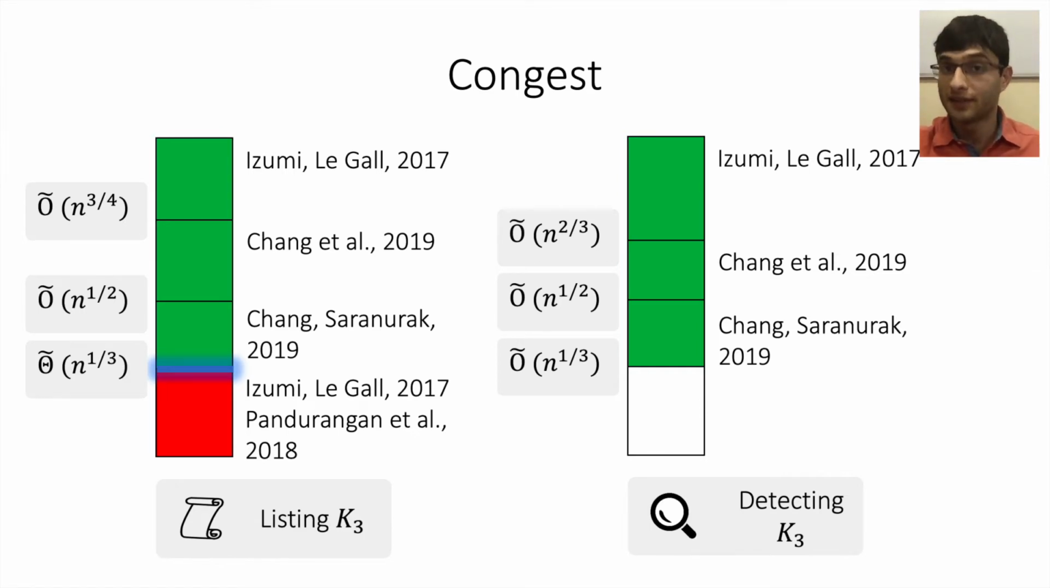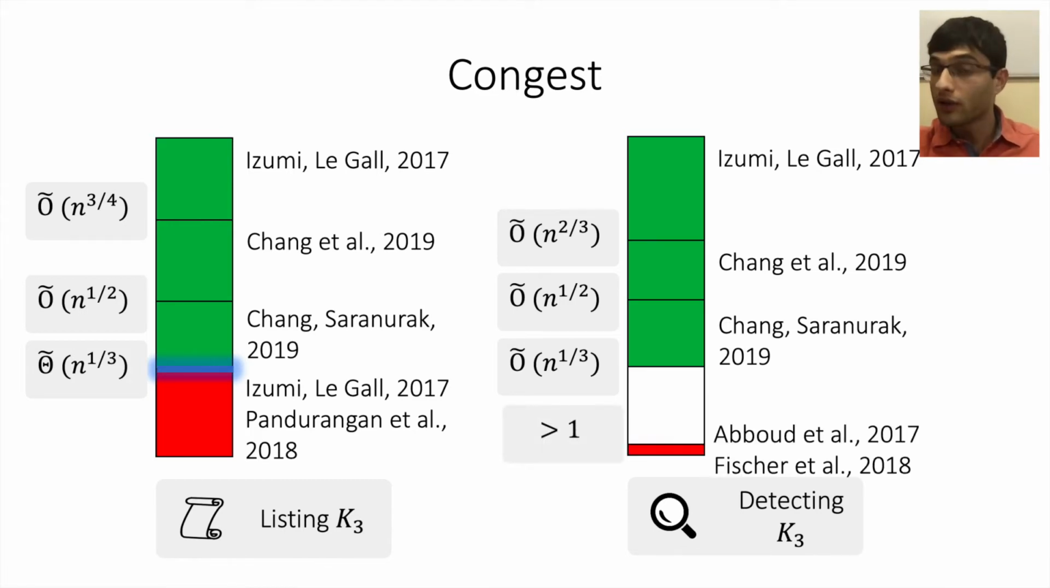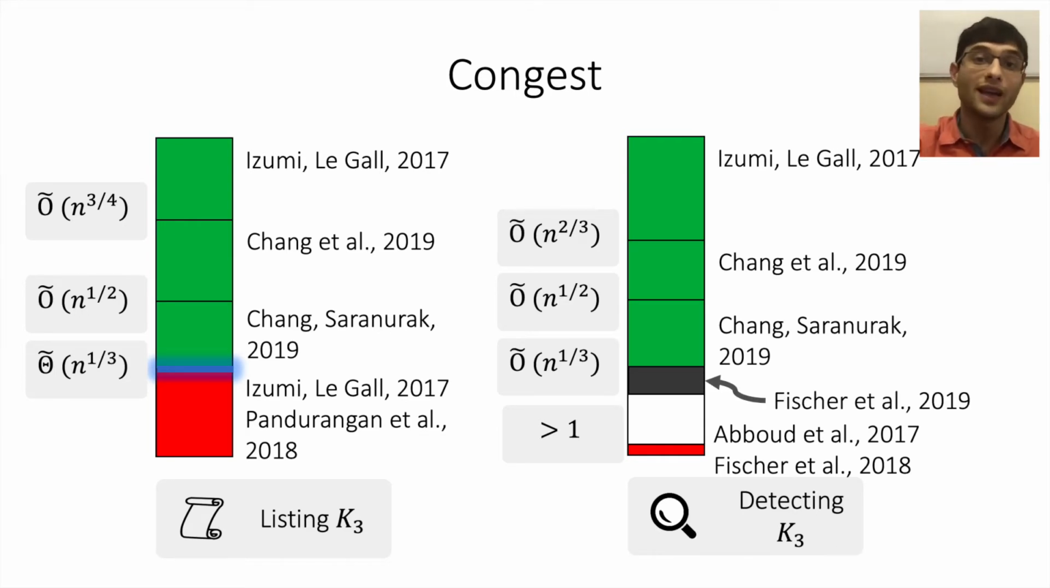As for just detecting triangles, currently the best algorithm is still the listing algorithm and takes n to the 1/3 rounds. It's an open question whether this can be improved. The only thing that we know in terms of lower bounds is that we need more than one round in order to solve this problem. And recently, it was shown that showing any polynomial lower bound is difficult, as it would imply bounds in circuit complexity. And this area here that is still untouched is a very big open question in the distributed subgraph existence problems.